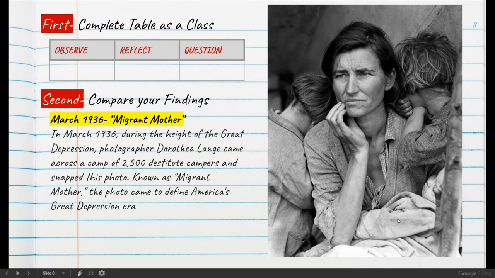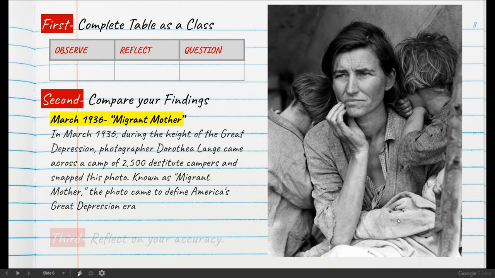In March 1936, during the height of the Great Depression, so it was taken during the Great Depression, photographer Dorothea Lange came across a camp of 2,500 destitute campers and snapped this photo. Known as Migrant Mother, the photo came to define America's Great Depression era. So it is during the Great Depression era, and it is a mother, and they do not have a lot. So if you know anything about the Great Depression, lots of people lost their wealth, and so she is a mom who's in distress, and they are actually at a camp. So maybe they are outside.